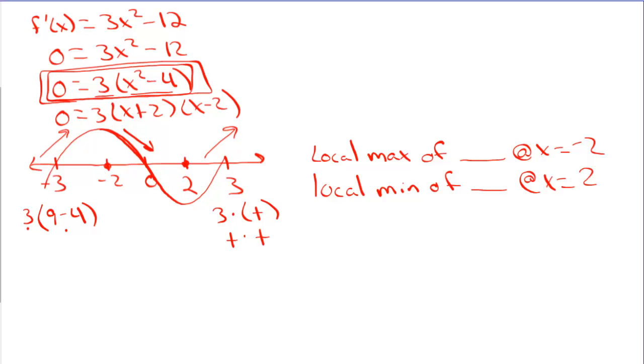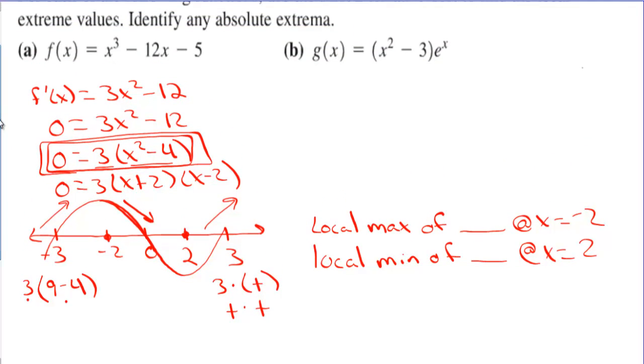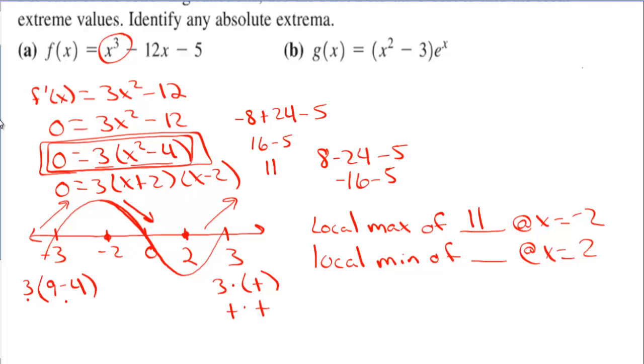Now we have to find those y values. Let's plug negative 2 into the original. When we plug into the original, we get negative 8 plus 24 minus 5. We get 16 minus 5. We get a value of 11. Now let's plug 2 in. We get 8 minus 24 minus 5. That's negative 16 minus 5. That's negative 21.